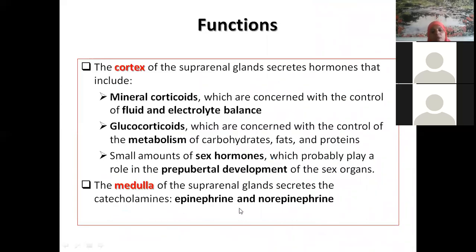I already told you mineralocorticoids are concerned with fluid and electrolyte balance. That's why it is a life-saving hormone. Glucocorticoids are concerned more with the metabolism of carbohydrates, fats, and proteins. Sex hormones are for the pre-pubertal development of sex organs. Epinephrine and norepinephrine are catecholamines which help us cope with stress.